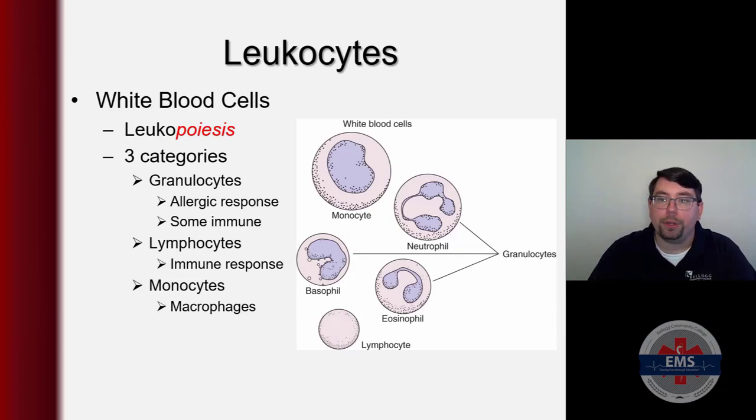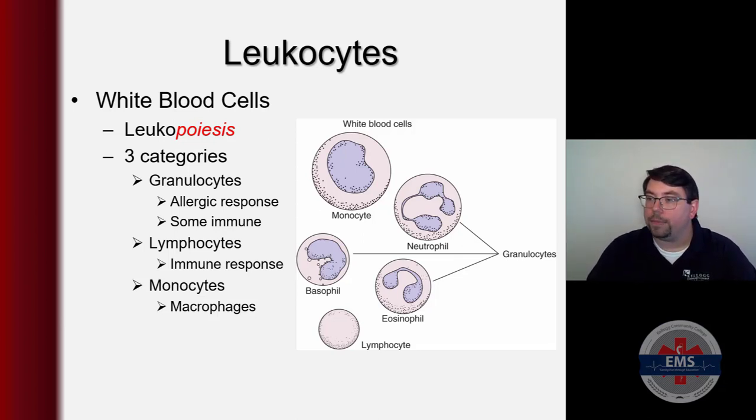White blood cells, the reproduction process for that is leukopoiesis, something along those lines. There are three primary categories: granulocytes, lymphocytes, and monocytes. It's important to know that white blood cells all start out as one type of cell and begin to develop into what they need to from there.